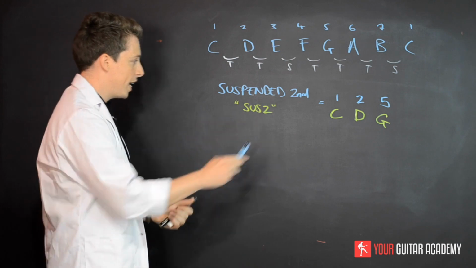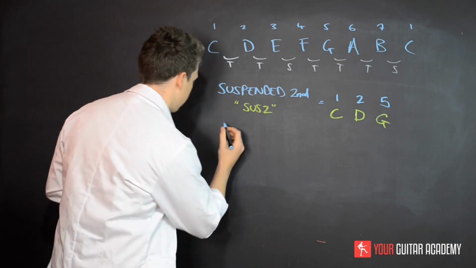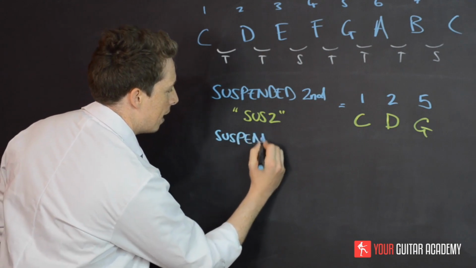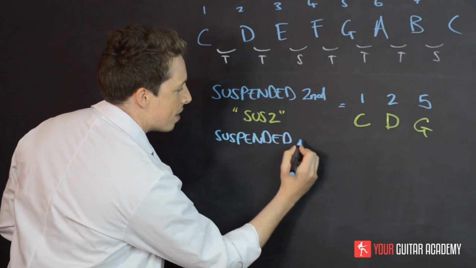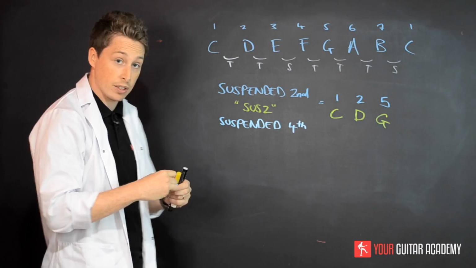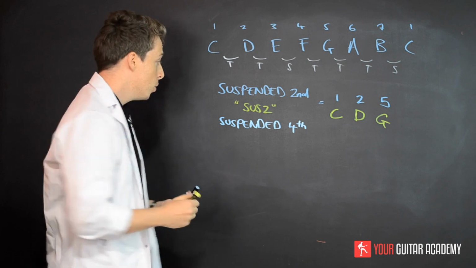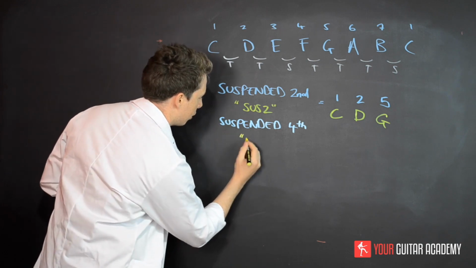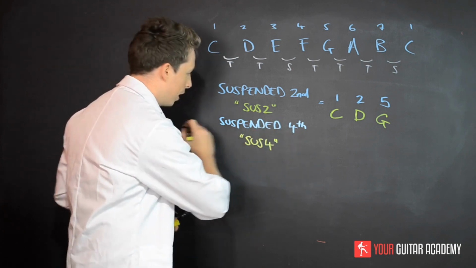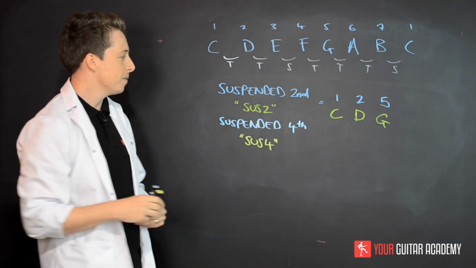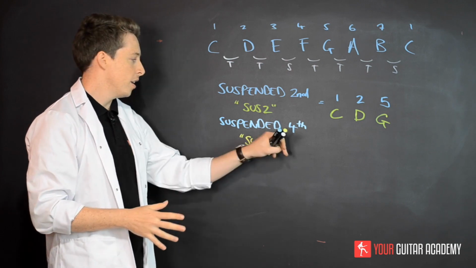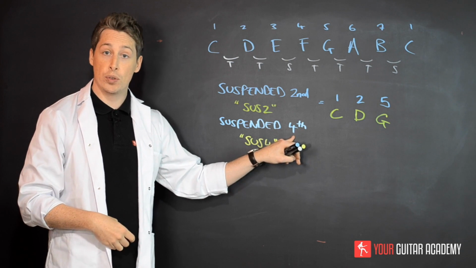So let's write it out again. Sus stands for suspended, so we'll just write that out, suspended. And in this instance, we're doing a suspended fourth rather than a suspended second. You would typically see that written simply as Sus4, rather than this whole long suspended fourth thing, but it essentially means the same thing. You're suspending the third and inputting the fourth instead.